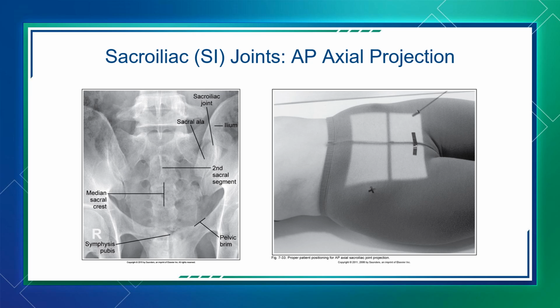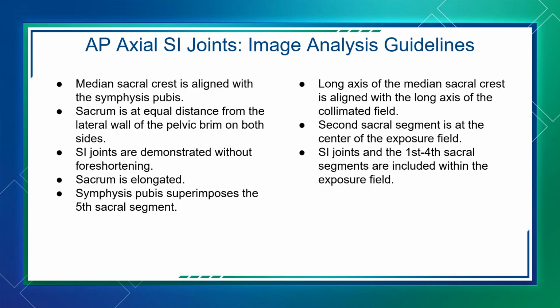However, the biggest issue that I'm running into is that the pubic symphysis is actually superimposing the SI joints. The pubic symphysis with a 30 to 35 degree cephalic angle usually sits around the fifth sacral segment. What I am seeing, which I will show you in just a second, here are the image analysis guidelines for your review.